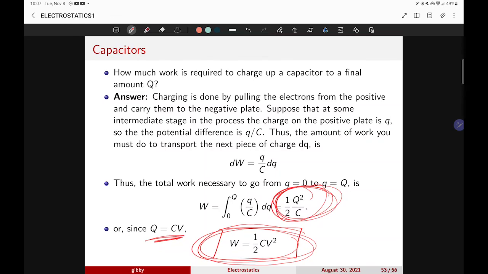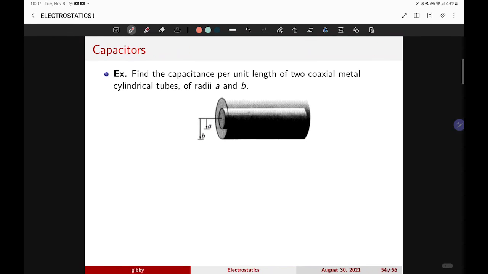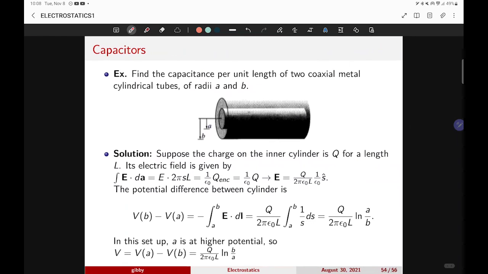Another example. So find the capacitance per unit length of two coaxial metal cylindrical tubes A and B. Earlier it was spherical, right? Spherical shell. This one is cylindrical tubes. Okay, so the solution is given by this.